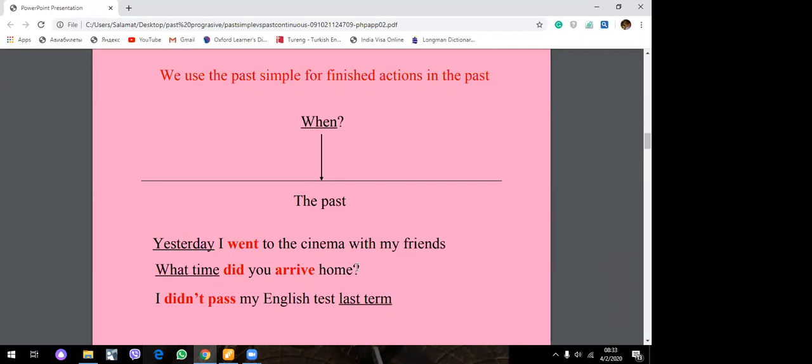Okay, there is question form also. What time did you arrive home? This is the past simple question form, right? We use did you arrive home or what time with WH question. Now, the negative form of the past simple: I didn't pass my English test last term. When I didn't pass? Last term.